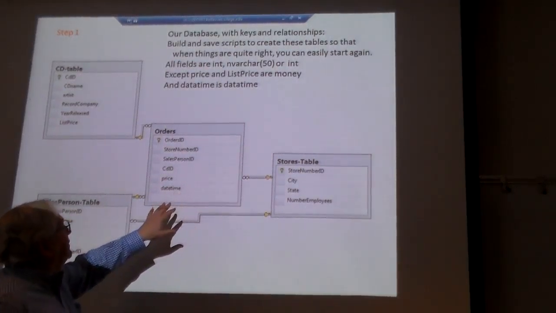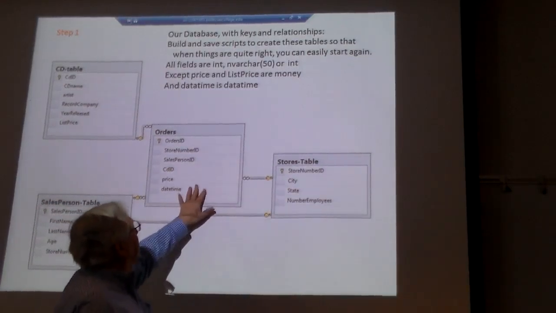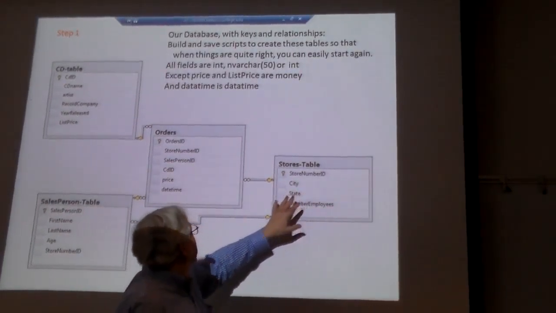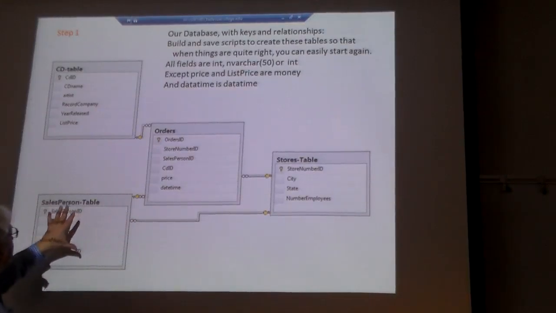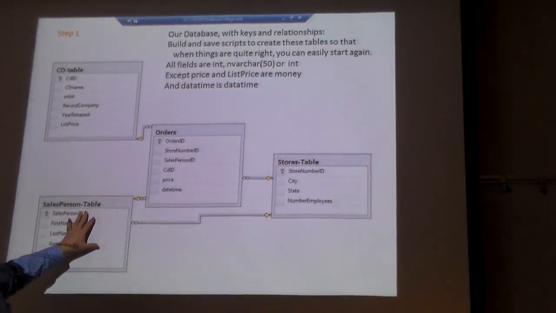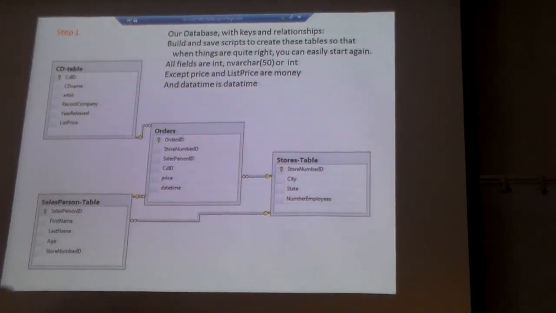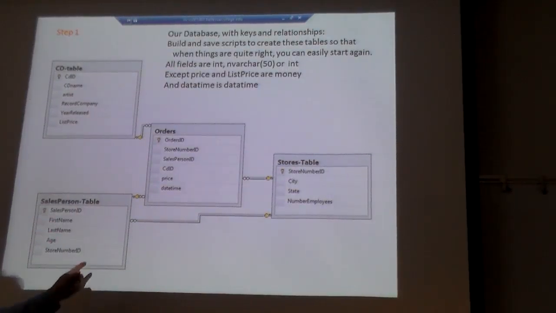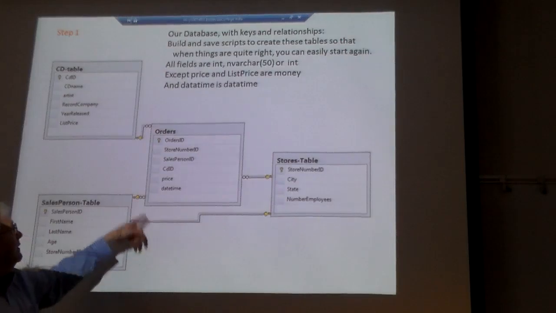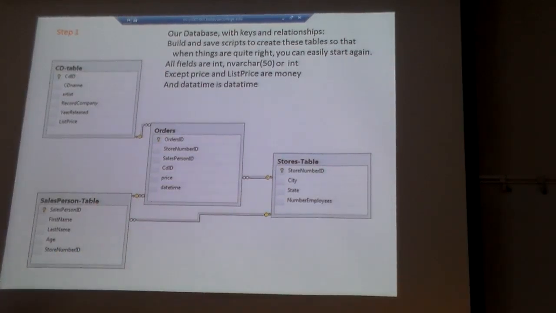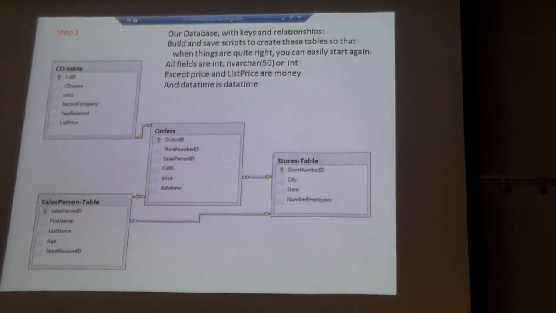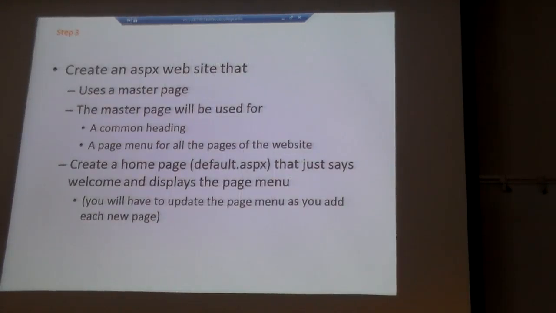Orders, and every order must have come from a valid store, and it must have come from a valid salesperson, and it must include an order for a valid CD. Okay, so we're going to wind up with 4 tables and these relationships. Everybody with me on that? I think that's, compared to Kate, pretty basic.